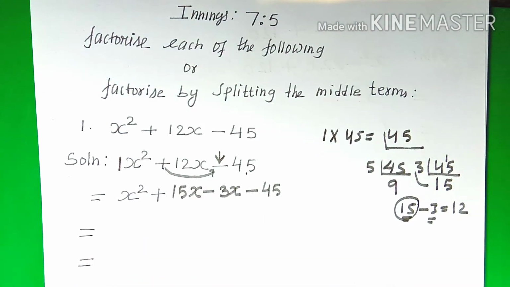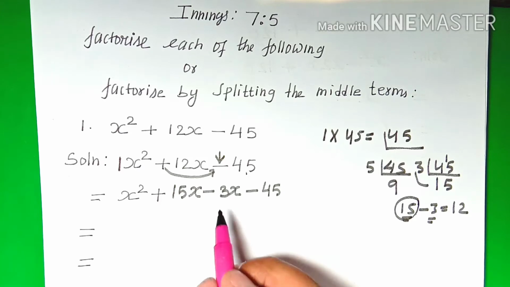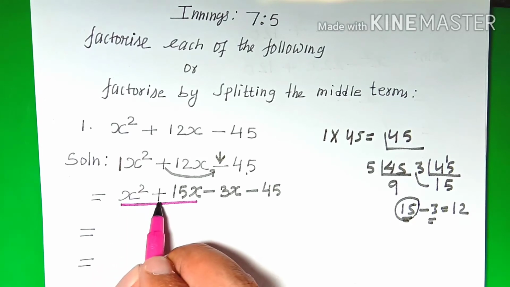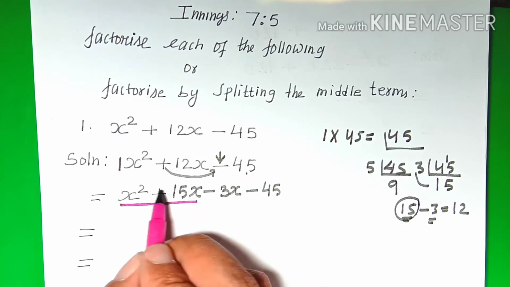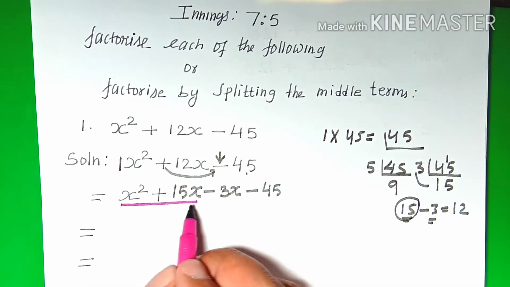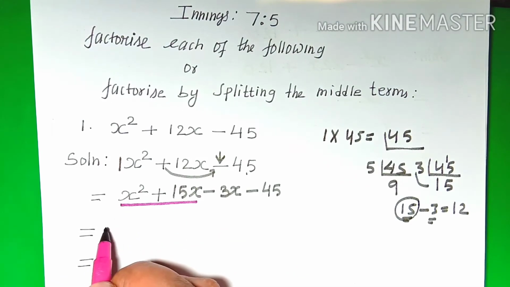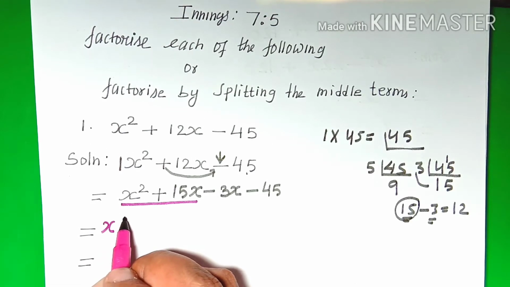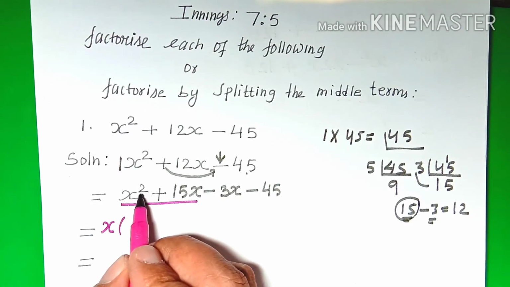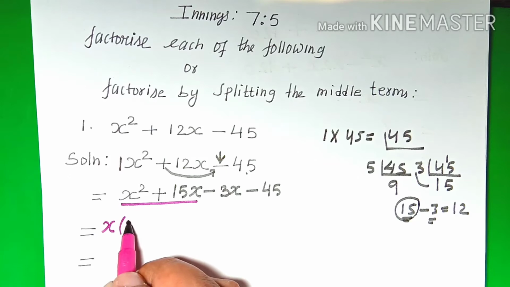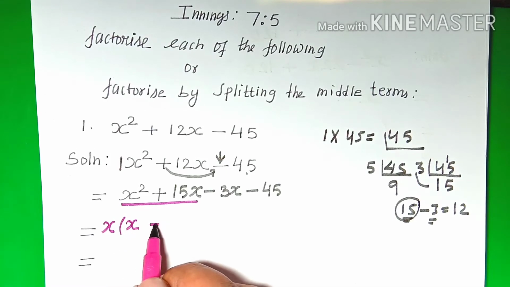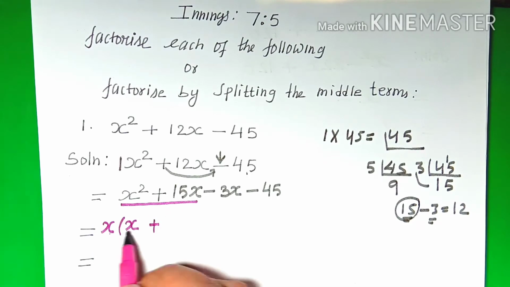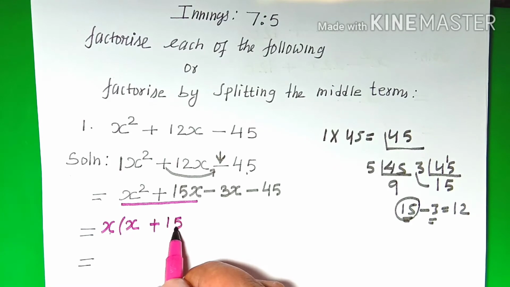What you'll have to do, you'll have to take common from the first 2 terms and the last 2 terms. So the first 2 terms here, x squared plus 15x. What we can take common here is x. So we can take x as the highest common factor. After that, there is x squared, so if you take x common, there will be only x. The same sign we drop here, plus sign. So from 15x I've taken x as common. Now we are left with only 15.